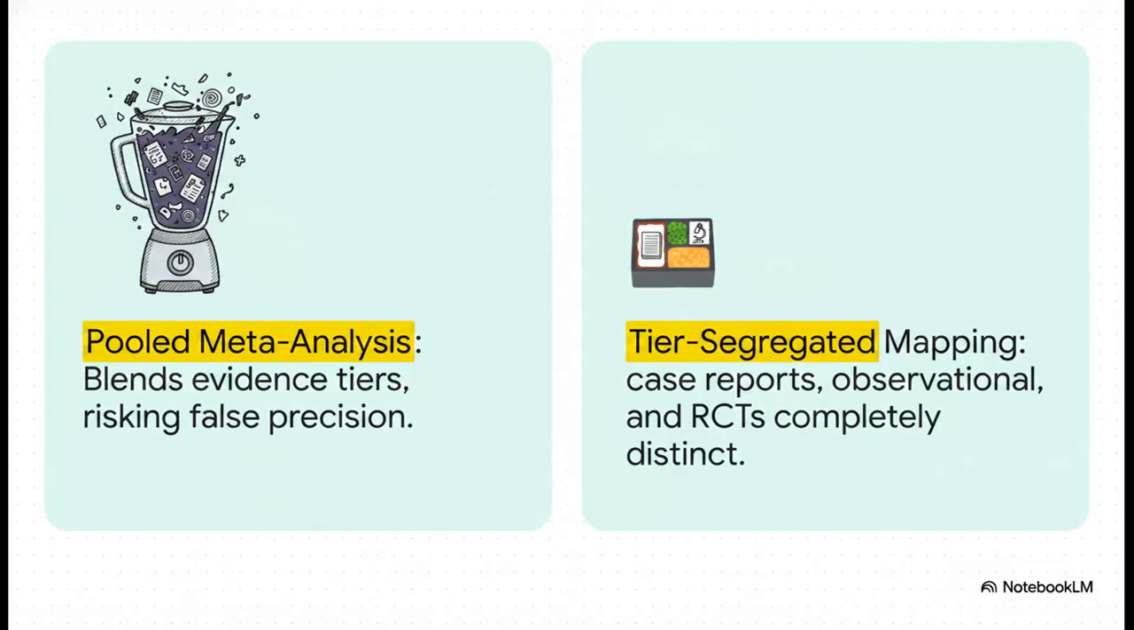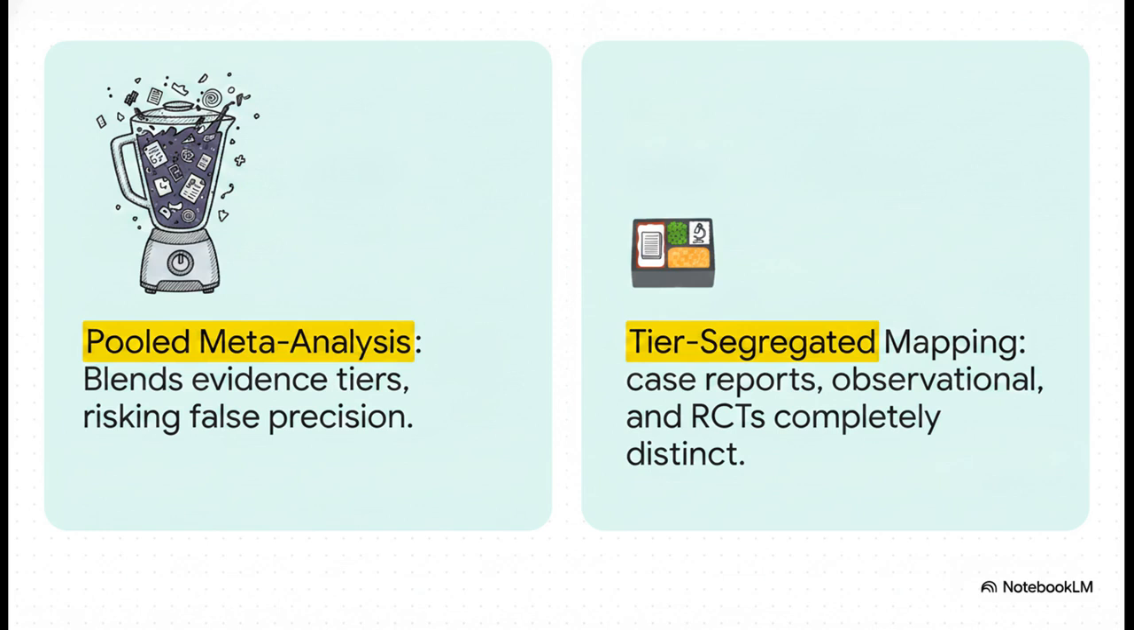Think of a standard pooled meta-analysis kind of like a blended smoothie. You take your case reports, your observational data, and your randomized controlled trials, you throw them all in a blender, and you pour out a single number. The profound danger there is false precision, because that number doesn't actually mean what it appears to mean. A case report is powered entirely differently than a trial.